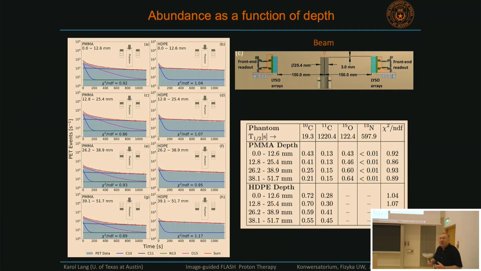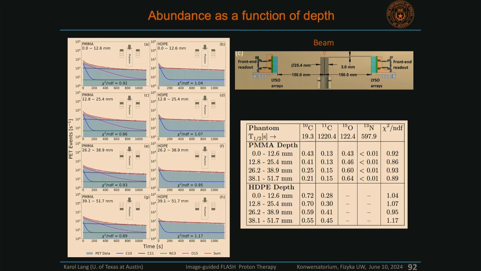We measured the isotopic abundance as the beam penetrates into the phantom. If you look closely at this illustration, this is the phantom, this is the beam, and we divided our detector into subsections which select the volume from which positrons were emitted. This is shallow, this is deeper, and this is the highest depth that we were able to measure. We measured this abundance and have detected, like before, carbon 10, 11, and oxygen 15, and still cannot find nitrogen 13, and I have no idea why.